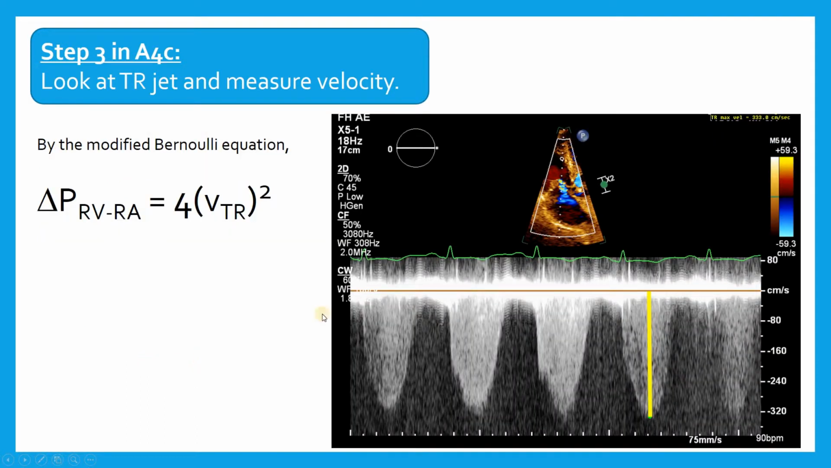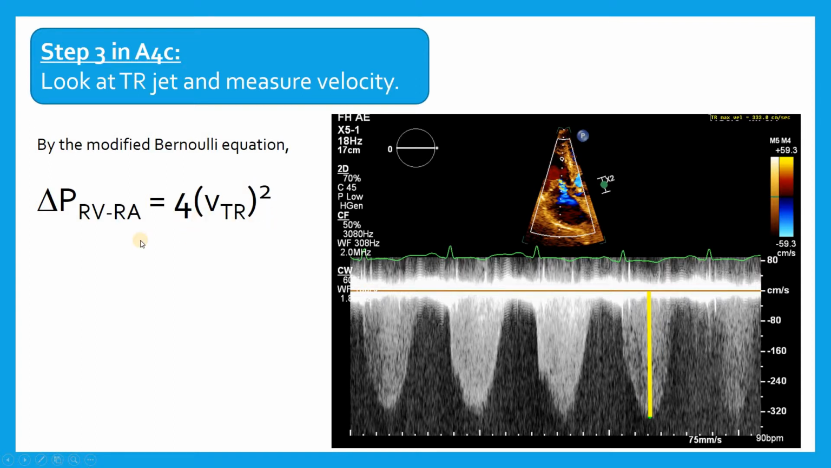Now, when I measure my TR jet, I'm going to take advantage of the modified Bernoulli equation. Sorry if you're familiar with the Bernoulli equation. If you're not, it's a beautiful, simple, but outstanding way to understand hemodynamics. And the modified Bernoulli equation tells us that we can understand what a pressure gradient is between two chambers of the heart if we know the velocity between the two. Very simple. And the way that those two are correlated or measured or put into an equation would be as follows. Delta P, the pressure gradient between the two chambers, is equal to 4 times the velocity squared.